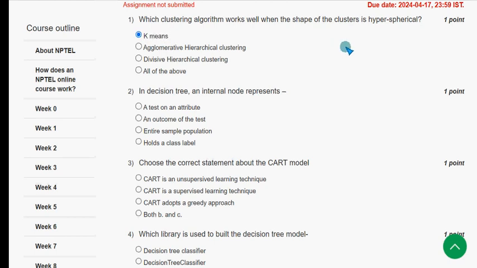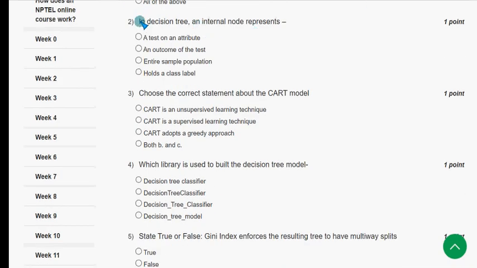Next, second one. In a decision tree, an internal node represents what? So for the second question, the probable answer is the first option, a test on an attribute.